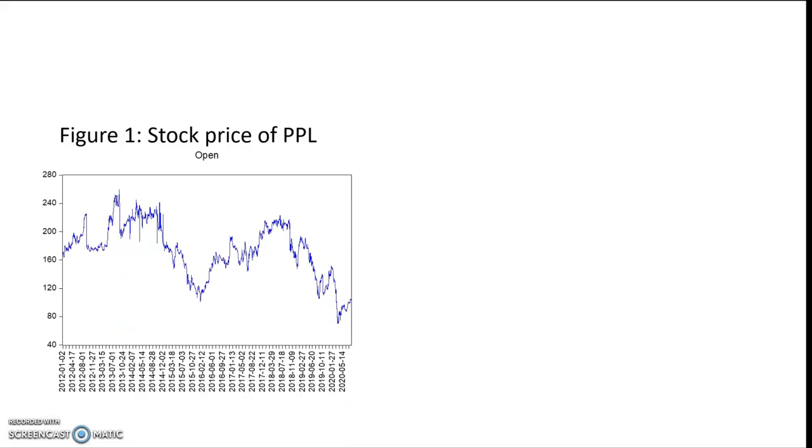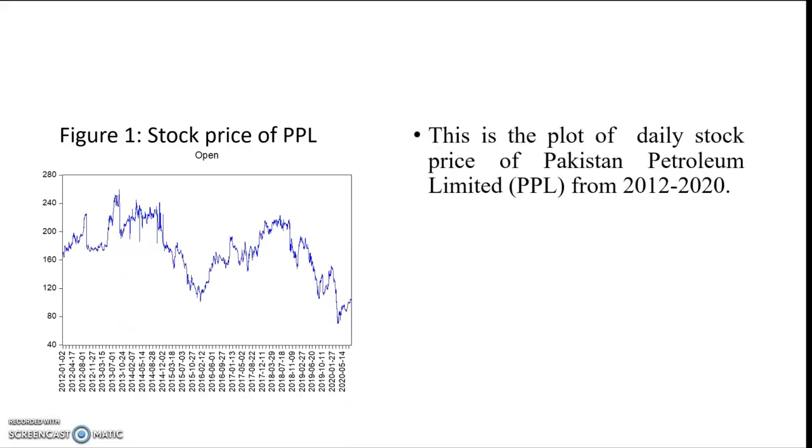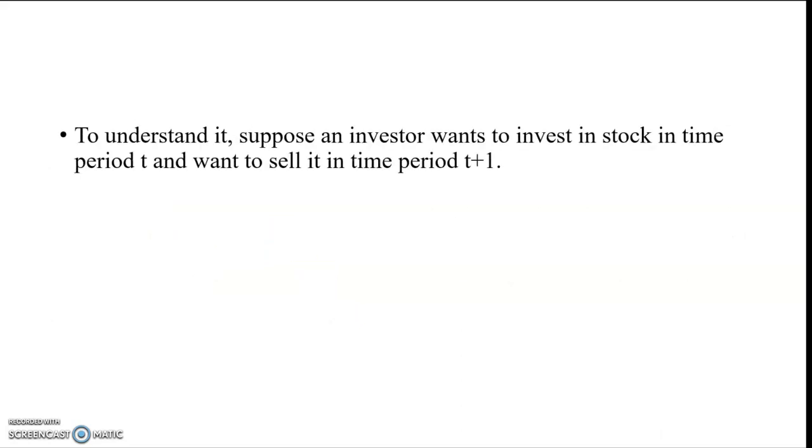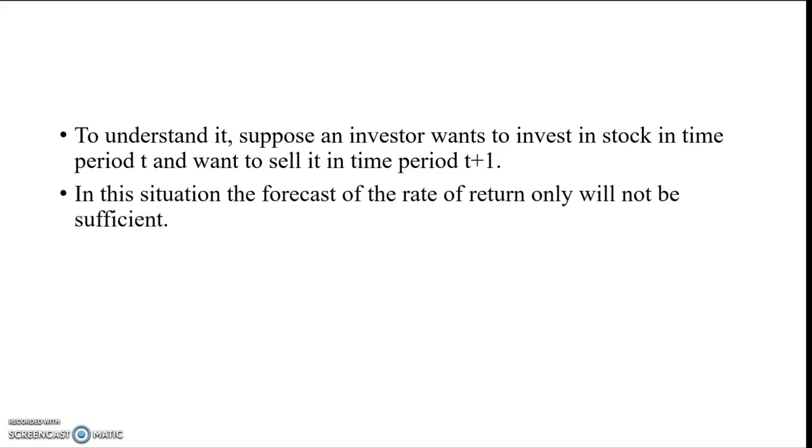graph of the stock price of Pakistan Petroleum Limited, and the data covers the period from January 2012 up to 2020, and this is the graph. This graph shows that there are certain periods in which there is high volatility and they are riskier than others. To understand it, suppose an investor wants to invest in stock in time period T and wants to sell it in time period T plus 1, that is the next period.